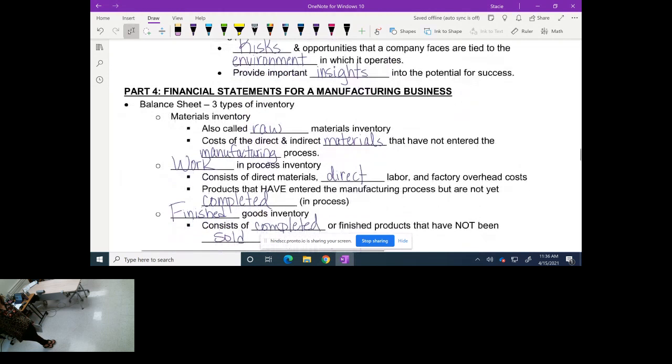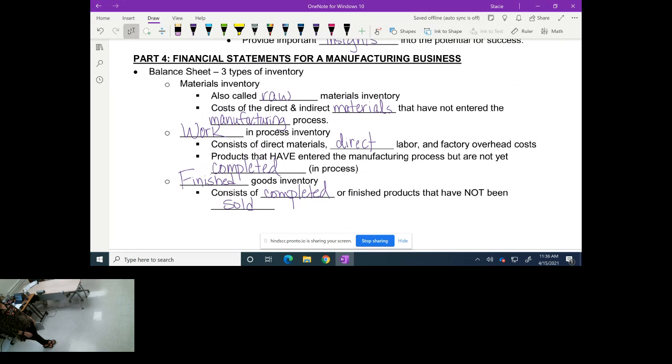So, financial statements in a manufacturing business. I told you there were 3 different kinds of levels of inventory. Materials inventory is the basic beginner starting point for manufacturing. That's your raw materials, the stuff you're going to use and put together or convert to make your product. So you might have costs of direct and indirect materials in that inventory, but they have not entered the manufacturing process yet. It's materials that are just sitting there waiting to move into the manufacturing process.